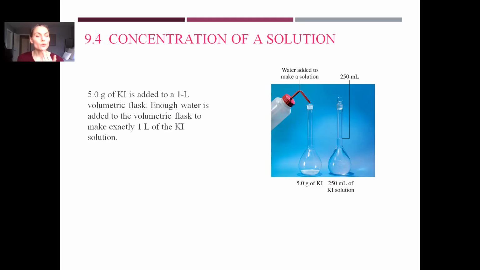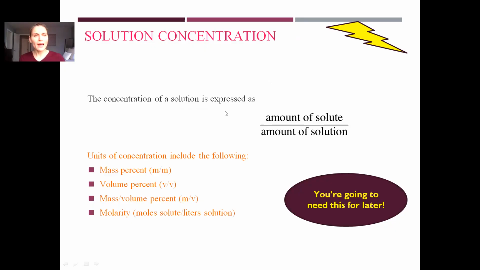So they added 250 milliliters. That was their goal, to make this 250 milliliter solution, which is this 1 liter kind of piece, take place. They wanted to make a specific concentration. So you start with your solute and you're adding water to it to be able to make this specific concentration of solution. So how we look at this number is the concentration of the solution is expressed by the amount of solute over the amount of solution.